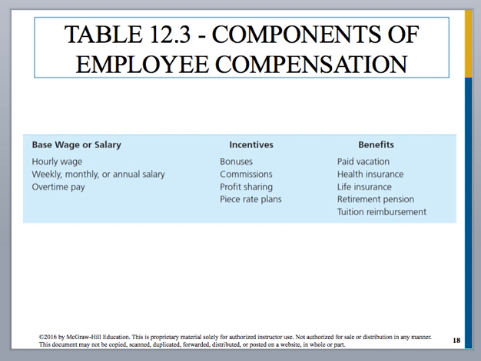Figure 12.3 in your textbook shows you the components of employee compensation, and I mentioned some, but let's go ahead and zoom in on some other ones where you can see under incentives, it could be bonuses, commissions, profit sharing, piece rate plans. Benefits could be paid vacation. I already mentioned the health insurance. There's life insurance. There's a retirement pension, tuition reimbursement. There can be a number of other benefits that can be offered.